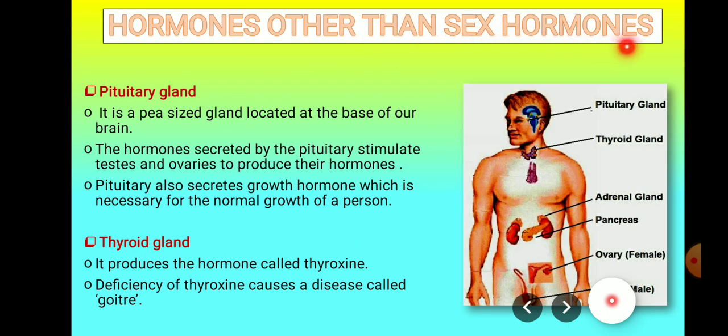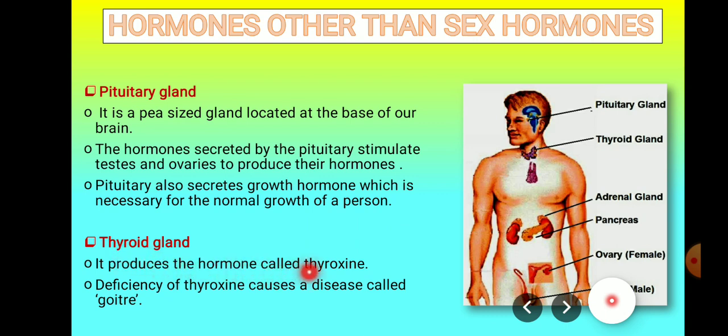Hormones other than the sex hormones. Pituitary gland: it is a pea-sized gland located at the base of our brain. The hormones secreted by the pituitary stimulate the testes and ovaries to produce their hormones. Pituitary also secretes growth hormone, which is necessary for normal growth of a person.